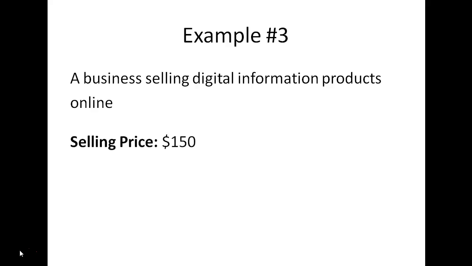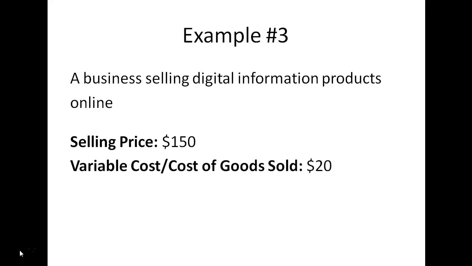All right, now, in this example, we're going to carry on using the scenario we had earlier on as a business selling digital information products online. And we're going to change the price from $100 to $150. And the variable cost will remain the same. We're only changing the selling price here. The actual variable cost remains the same, and the fixed cost remains the same because it doesn't vary with output.